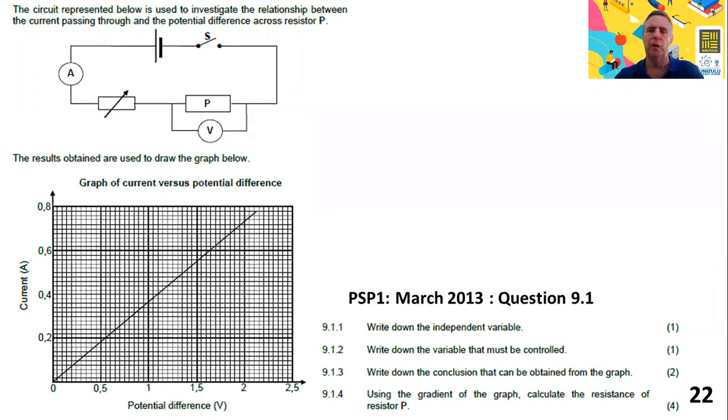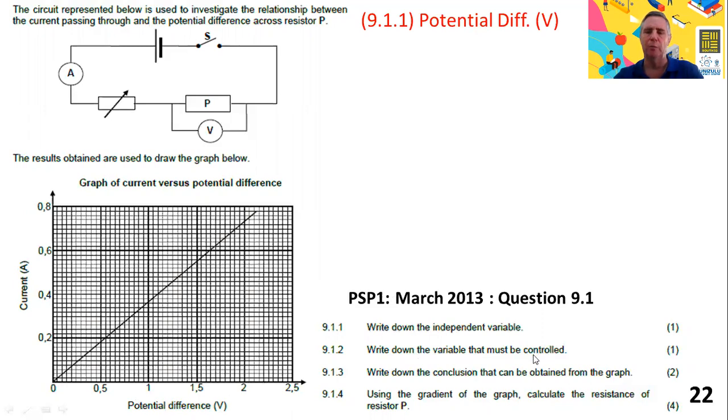Right, let's look at the answers. These were actually not too difficult. Here's your graph. It's a standard Ohm's law experiment, just like we did, and a graph has been drawn of current on the y-axis versus potential difference on the x-axis. 9.1.1 asks, what is the independent variable? That's always on the x-axis, so that is potential difference in volts.